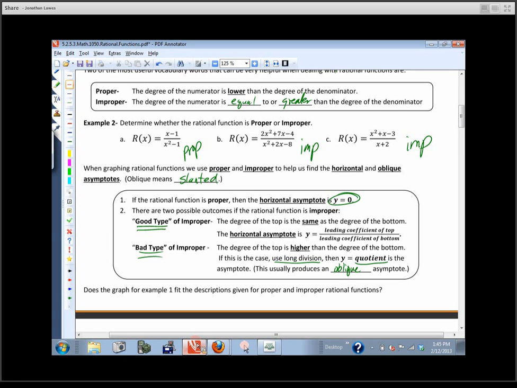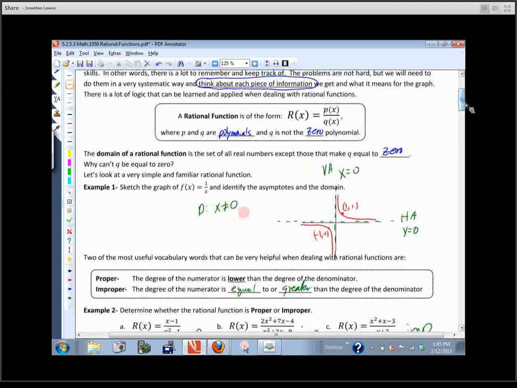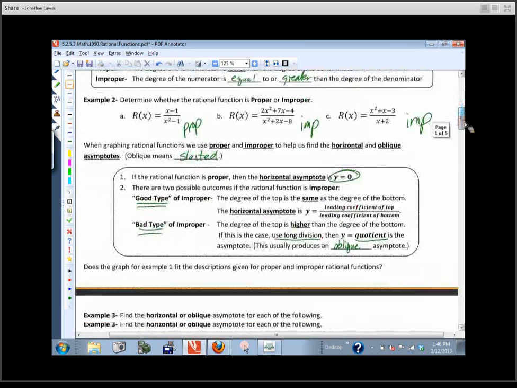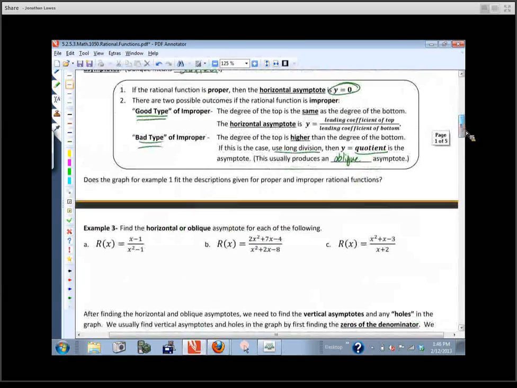Okay, now go ahead and hold on a second. We want to look at one thing before we flip the page over. It says, does the graph for example 1 fit the description for proper and improper? So let's look up here. What did we say this was? Was this proper or improper? We said it was proper. If it's proper, then y equals 0 should be a horizontal asymptote. Was it? It was. Okay, so it fits that description, and the asymptote works out to be the correct one.